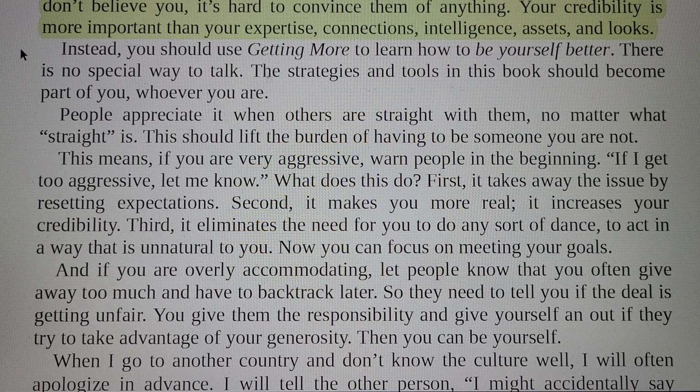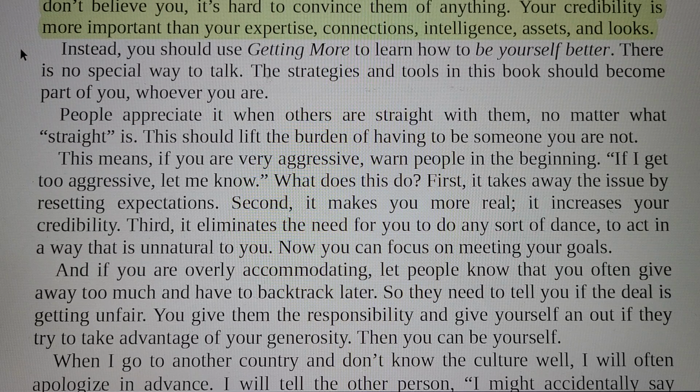What does this do? First, it takes away the issue by resetting expectations. Second, it makes you more real. It increases your credibility. Third, it eliminates the need for you to do any sort of dance, to act in a way that is unnatural to you. And now you can focus on meeting your goals.